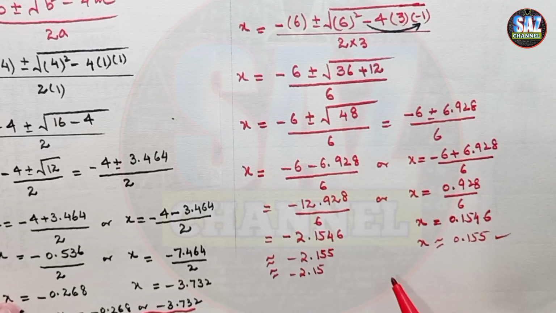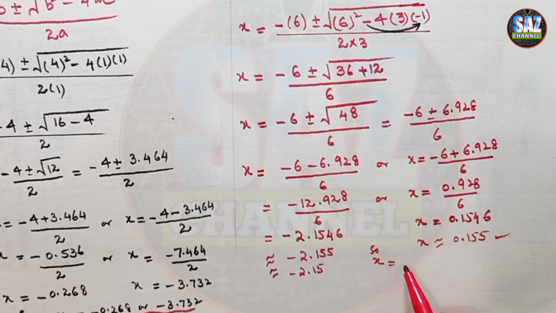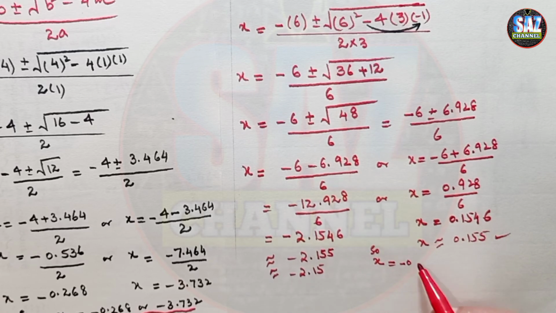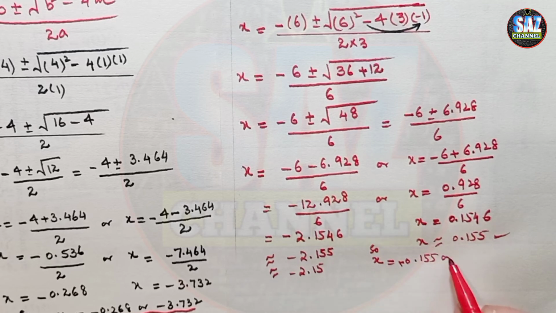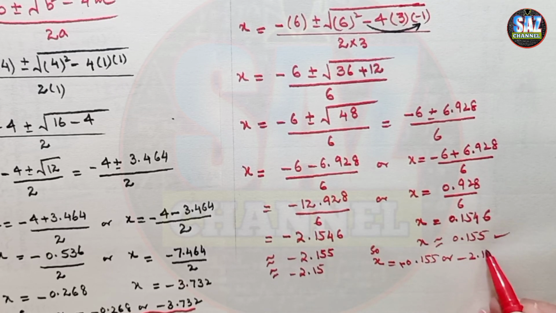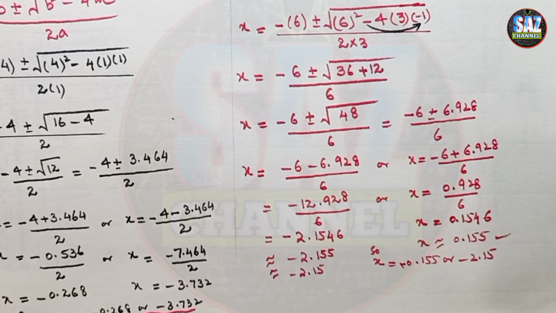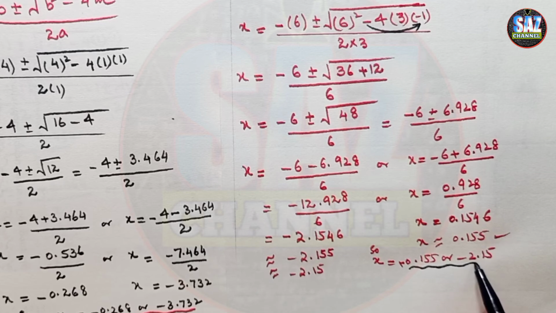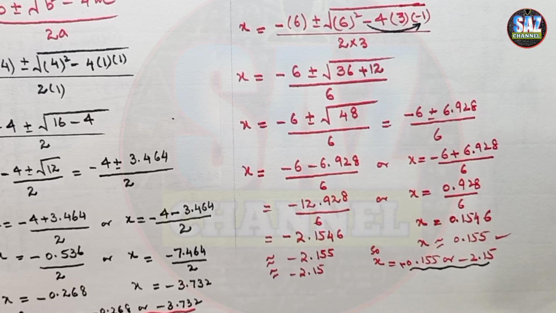I hope you are clear about today's class. I have to write my answer finally. So x equals positive 0.155 or minus 2.15. These are the two solutions or roots of this equation. Really easy questions. You just have to insert the values in the formula, perform the calculations, and you'll get your solution easily.